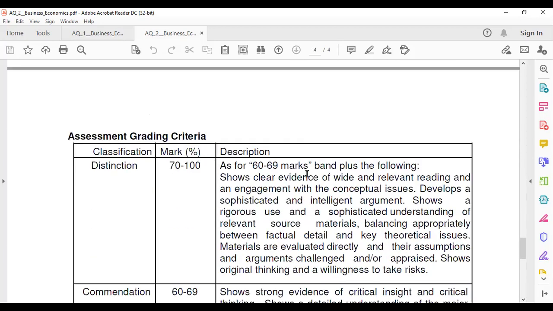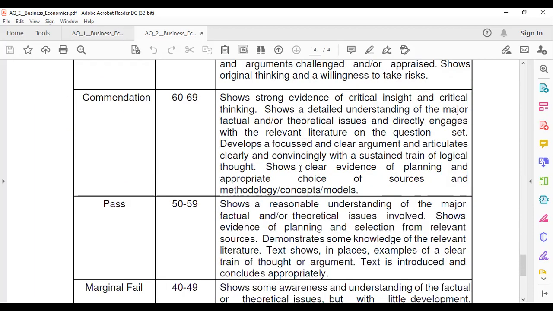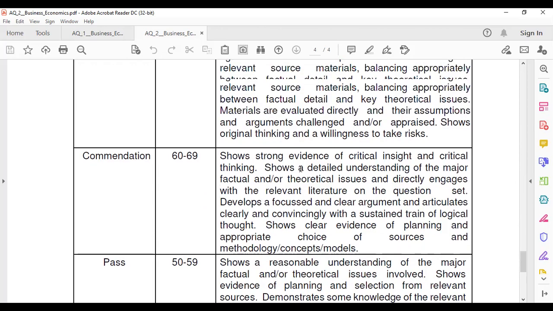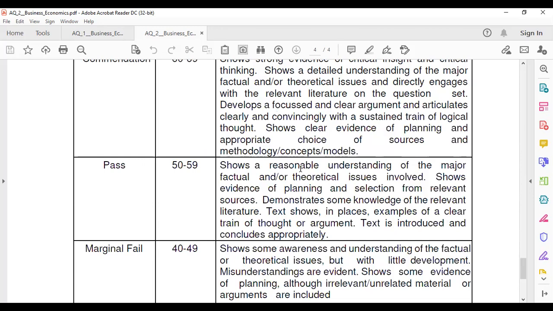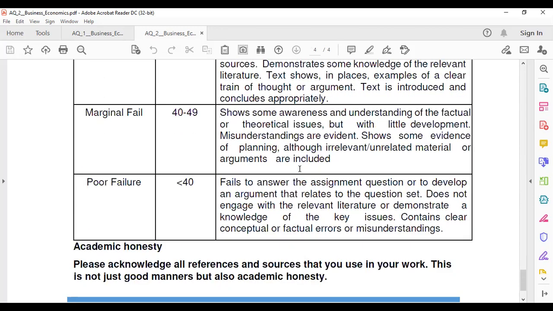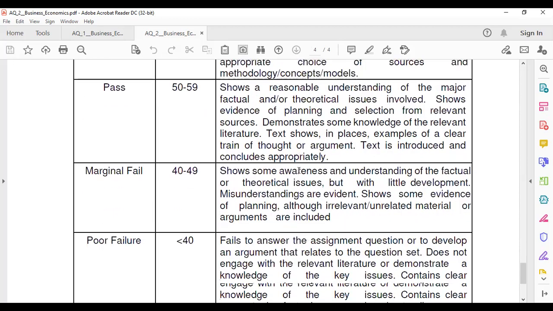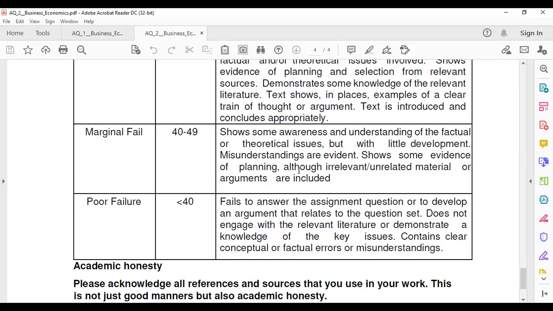Right, and now the assessment grading criteria. There are mainly 3 passing grades: pass, commendation, and distinction, and then marginal fail and poor fail. So let's go to the poor fail. Less than 40 marks is a poor fail. It fails to answer the assignment question, to develop and argue in relation to the question set. So those who don't answer these questions accordingly will get less than 40%, and it's a very poor fail.